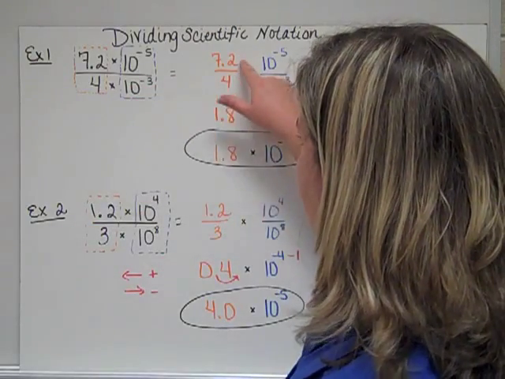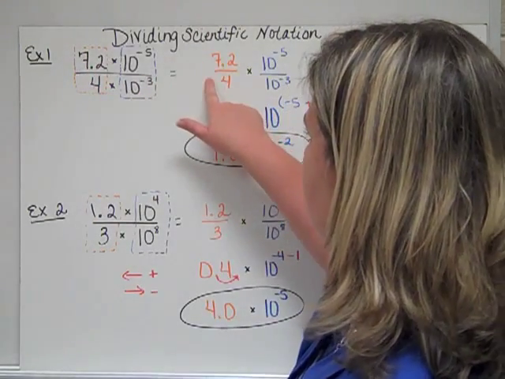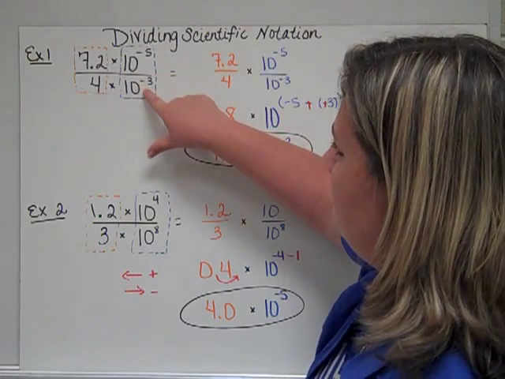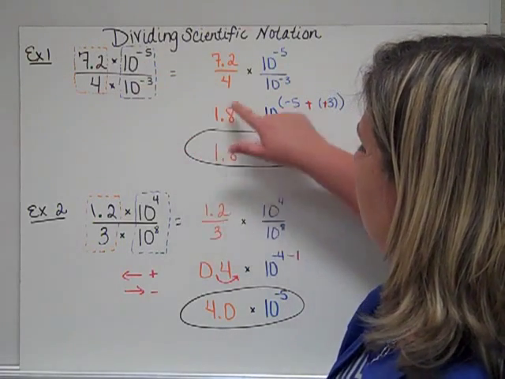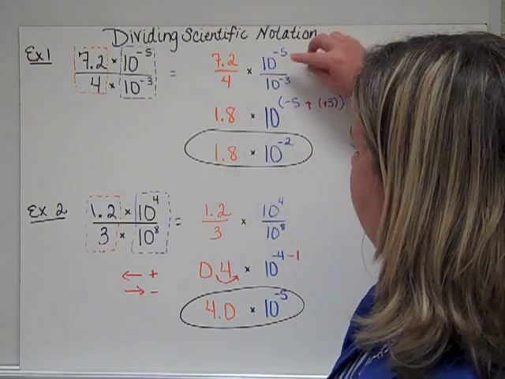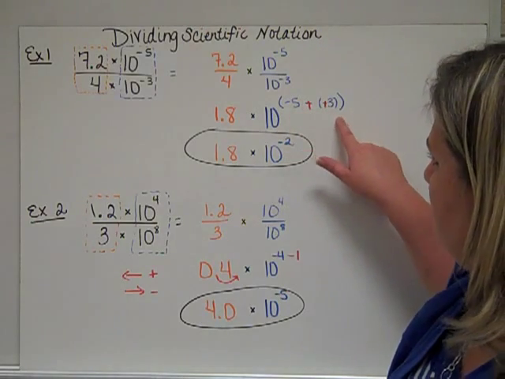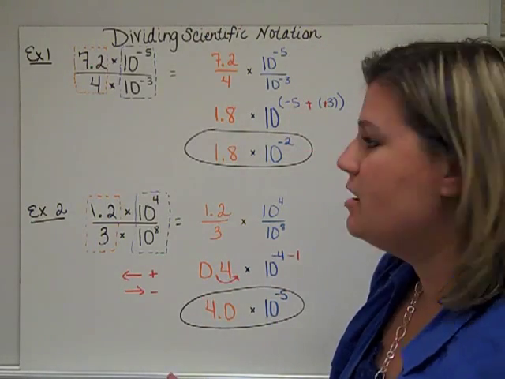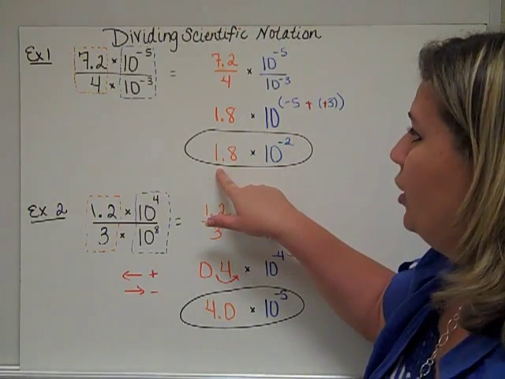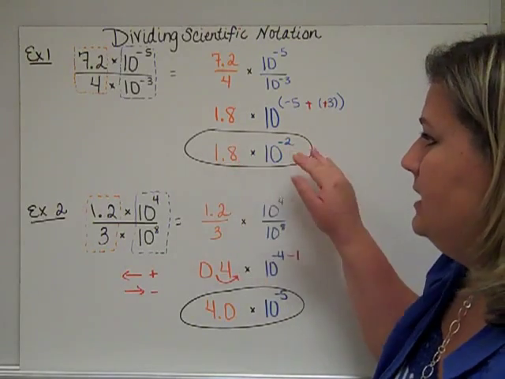So we have our coefficients, 7.2 divided by 4. So we're going to group those. And then my same base, 10 to the negative 5th divided by 10 to the negative 3rd. So when I divide this one, I get 1.8. And then here I have negative 5 minus negative 3. So remember, integers are taking over here. So that leaves me with a negative 2. And do I have 1 digit to the left of the decimal? Yes. So this is already in correct form.